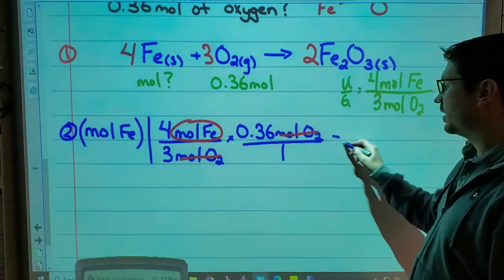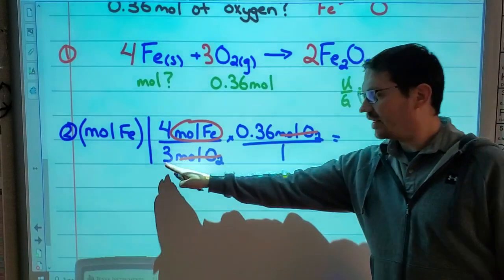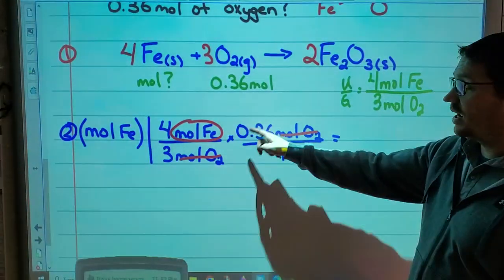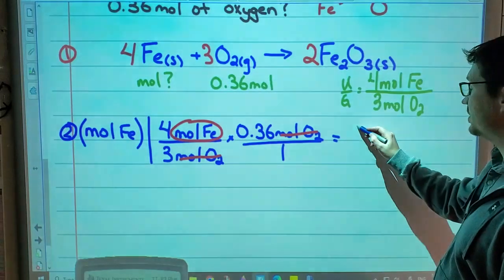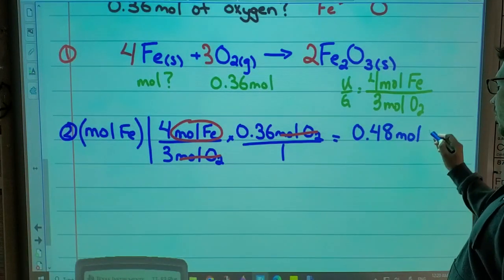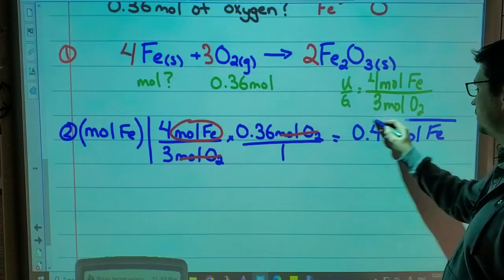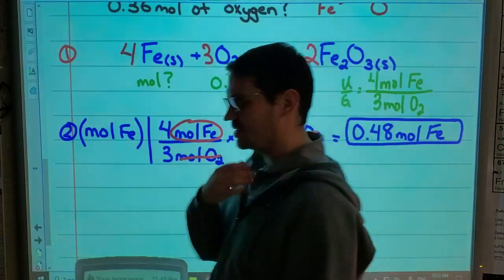So now we can get 4 times this divided by that on our calculator. So 4 times 0.36 divided by 3 is going to be 0.48 moles of iron. And we already have 2 significant digits.